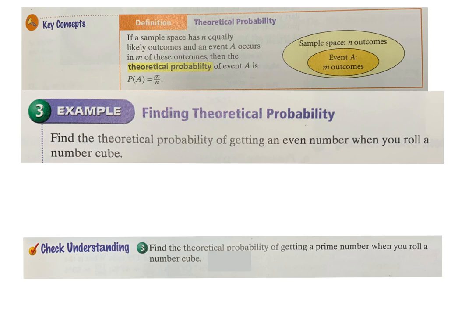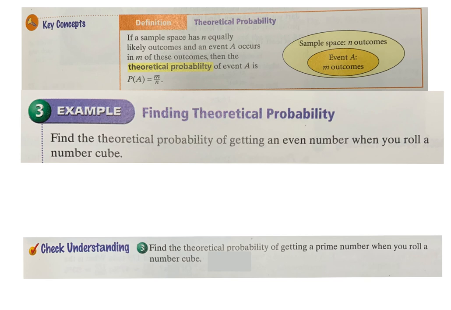But with theoretical, it's known. We know how many numbers are on a number cube. We know how many sides are on it. And so we know that that sample space is specific. So with theoretical probability, it says if a sample space has n equally likely outcomes and an event A occurs in m of these outcomes, then the theoretical probability is m over n.